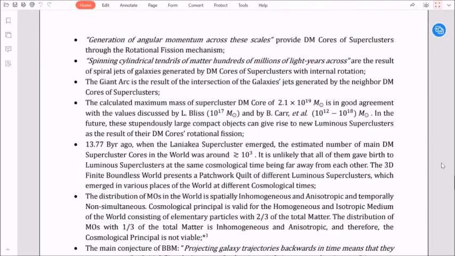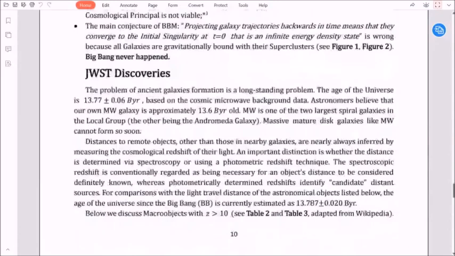The cosmological principle is valid for the homogeneous and isotropic medium of the world, consisting of elementary particles with 2/3 of the total matter. The distribution of macro objects with 1/3 of the total matter is inhomogeneous and anisotropic, and therefore the cosmological principle is not viable. The main conjecture of the Big Bang model, projecting galaxy trajectories backwards in time, means that they converge to the initial singularity at T0 equals 0, an infinite energy density state. This is wrong, because all galaxies are gravitationally bound with their superclusters. Big Bang never happened.